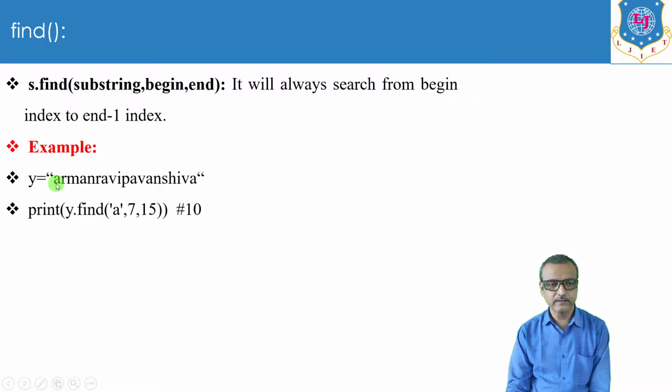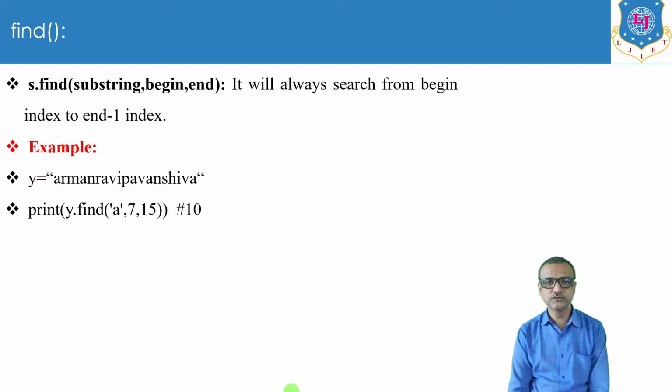Now here this is 0, 1, 2, 3, 4, 5, 6, 7. So the letter present at index 7 is V. So it will search from index number 7. From index number 7 onwards, it will find A at position 10. So the output of this statement is 10.